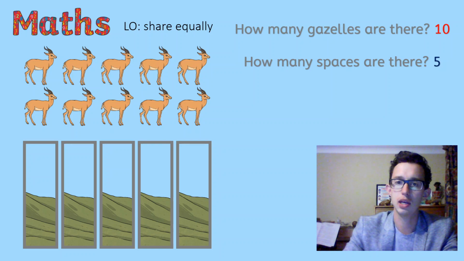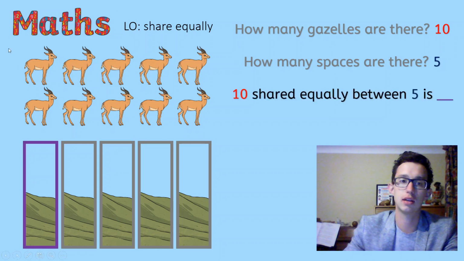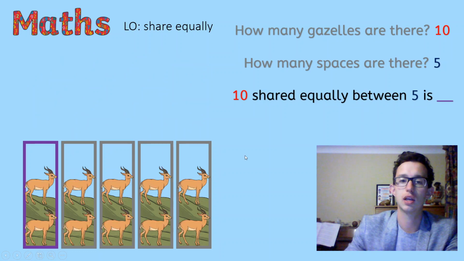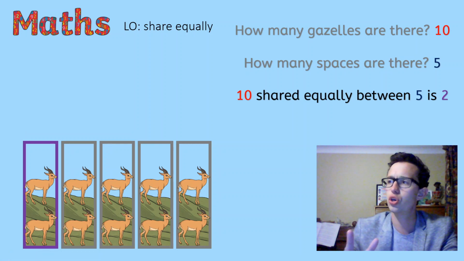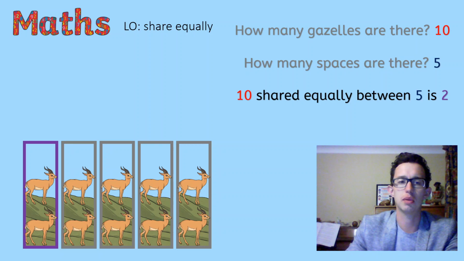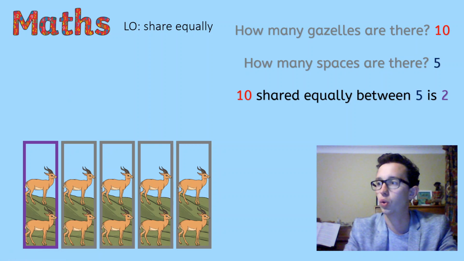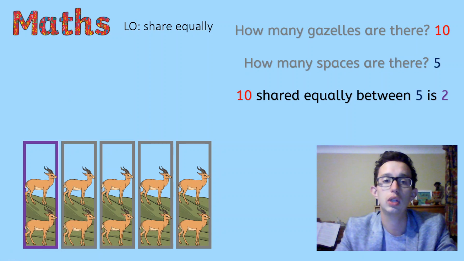So our sentence would be 10 gazelles shared equally between 5 fields. 10 gazelles shared equally between 5 fields is, how many are in the purple box there? 10 shared equally between 5 is 2. Because we can share them equally one at a time until we've used them all up.